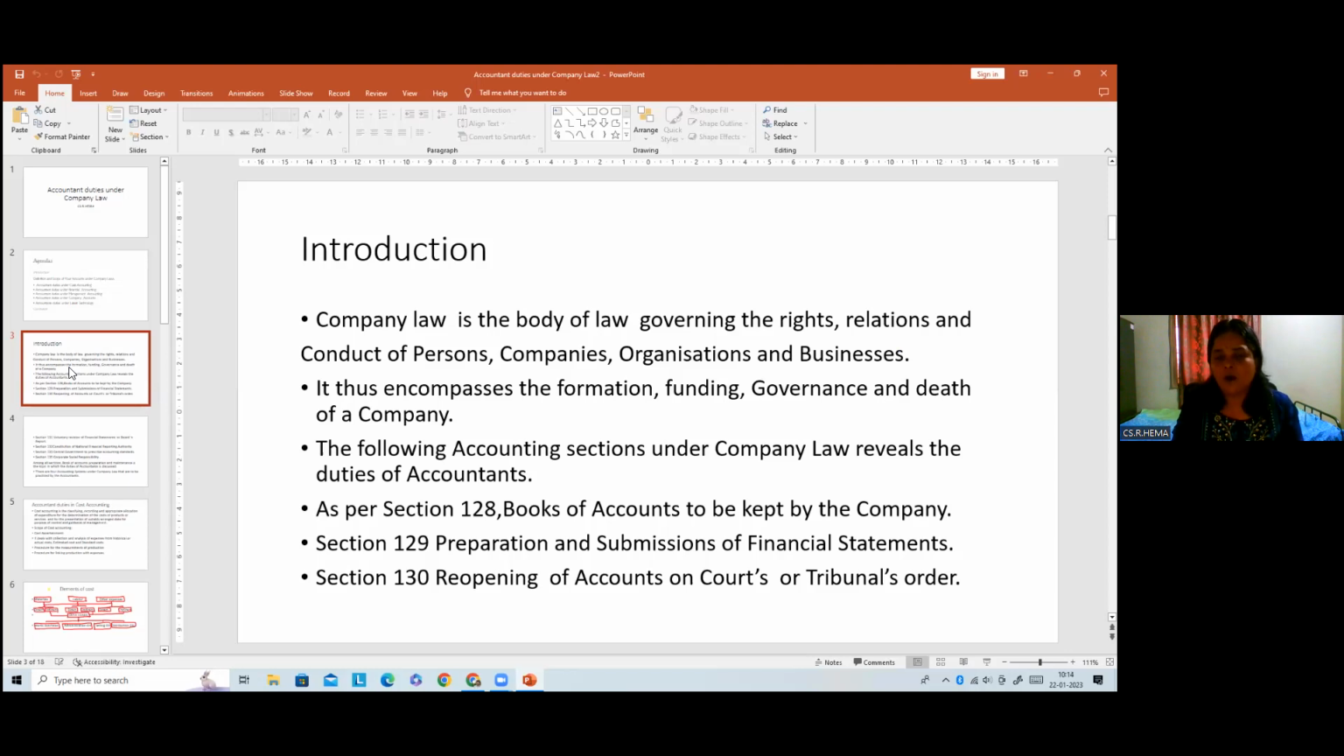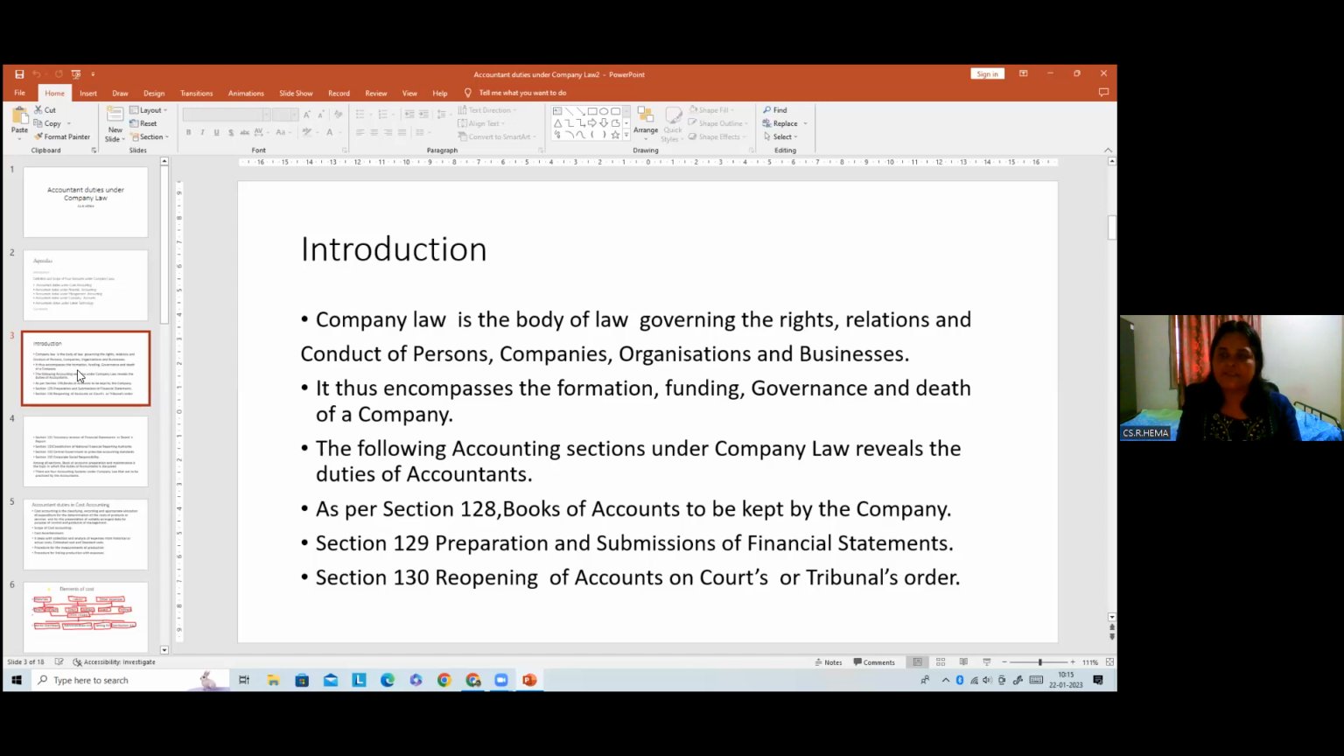Reopening of accounts on court or tribunal order. There will be some situations where a company should reopen the accounts. What is the meaning of reopening the accounts? The balance sheet and the income and expenditure statement, that is the profit and loss account statement, are prepared periodically, quarterly, as you know. If the members or shareholders or any other person related to the company need to reopen the accounts, that is a different point. In this point, they have applied to a court or a tribunal to reopen the books of accounts, as they have a doubt that it is not proper.